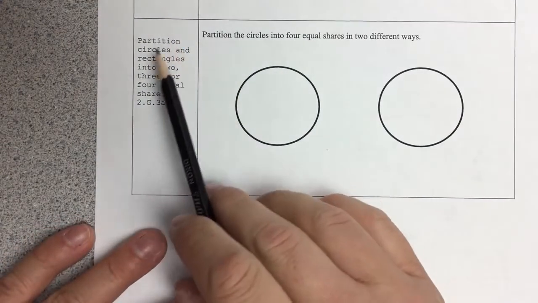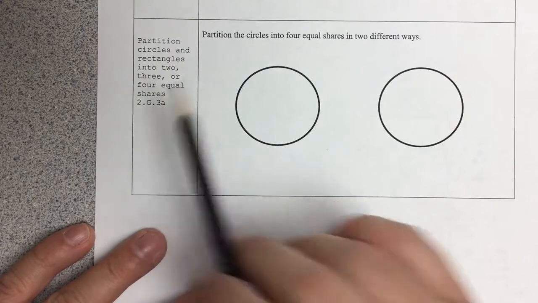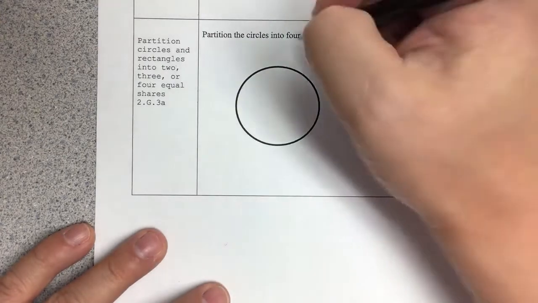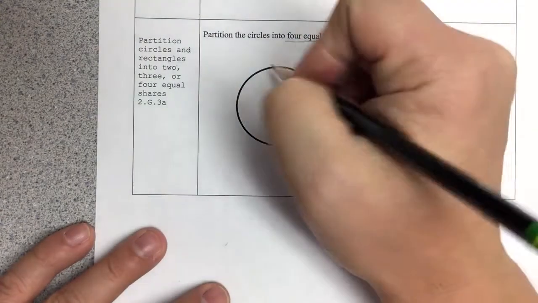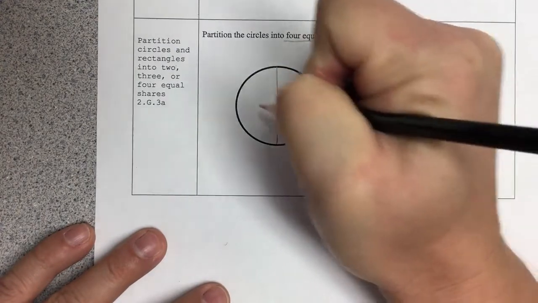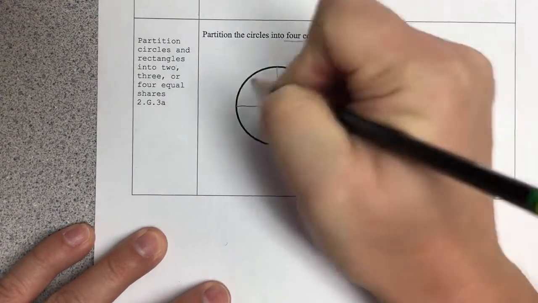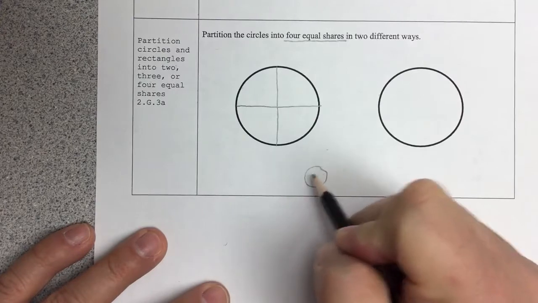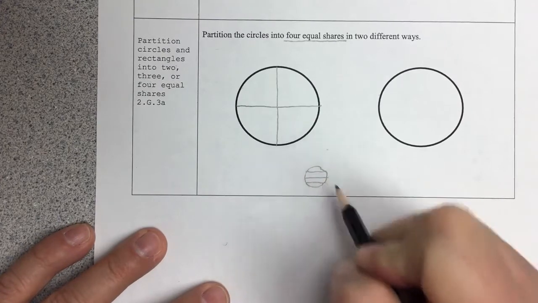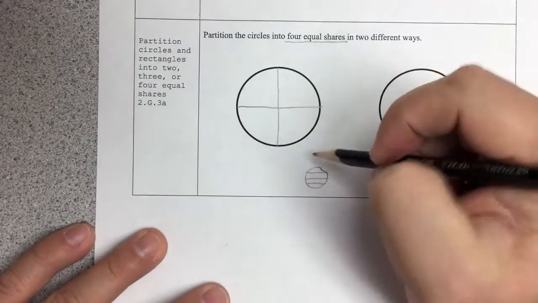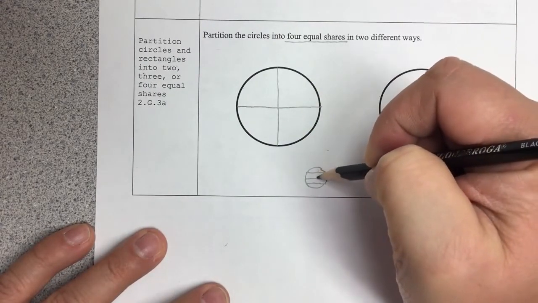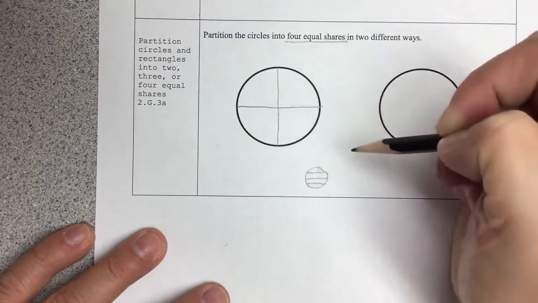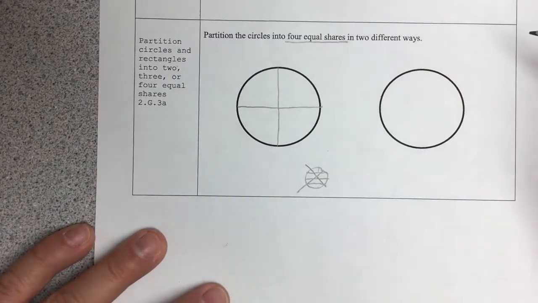Now, partition circles and rectangles into 2, 3, or 4 equal shares. So we've got to partition the circles into 4 equal shares in 2 different ways. So we're doing 4 equal shares. So the easiest way is simply draw a vertical line and a horizontal line through there to break it up. Now, because it's a circle, I do not want to do that like I did with a rectangle, because if you notice, this piece is not equal to these pieces. So as this curve goes around, these pieces are smaller at the top and bottom than they are in the middle. So this is not an example of 4 equal shares.